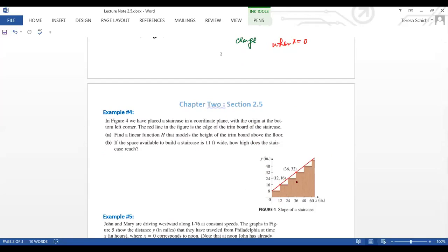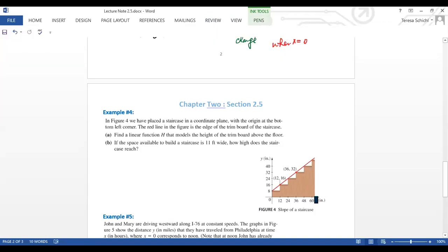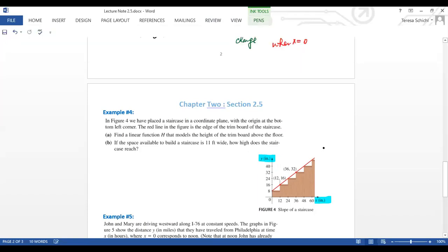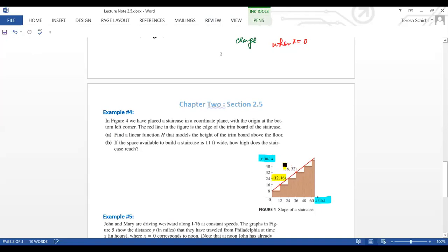Okay, so let's take a look here. Let's observe the graph. The x is in inches, and y is in inches. I want to find the function. First, I need to find the slope. How do I find the slope? It's the rise over run. They give us 2 points here. This is (12, 16) and this is (36, 32). So what is my slope?